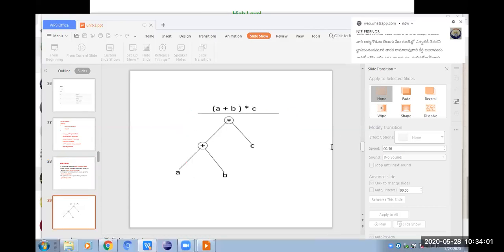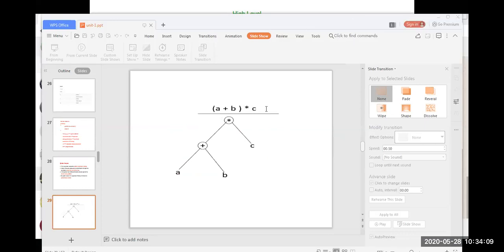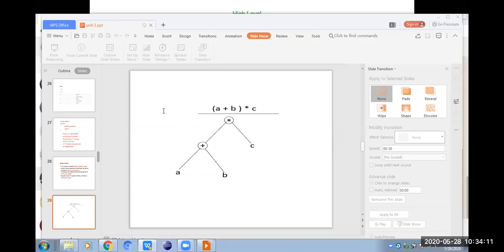The parse tree will look like this. For a programming line like a plus b star c, for example, what is the syntax tree for this? First, which operation do we have to do in a plus b star c?